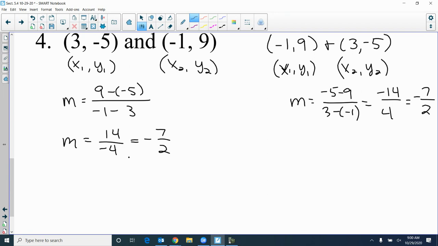When you subtract, you just have to subtract the y's on top. And if I go the first one minus the second one on top, I have to do the first minus the second on the bottom. Mixing the order will give you the wrong answer.